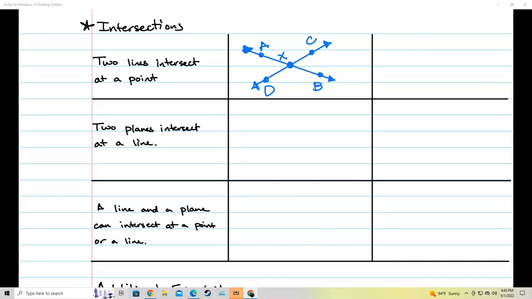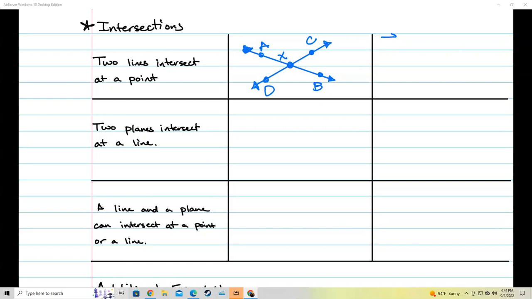So let's recap really quick. Point A is on line AB, but point A is not on line DC. So A is not part of the intersection. However, if I look at point X, it is on line AB, and point X is also on line DC. So I can say that point X is on the intersection of line AB and line DC.